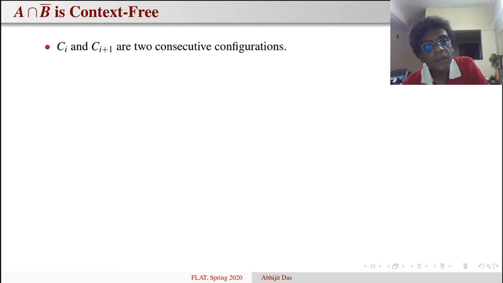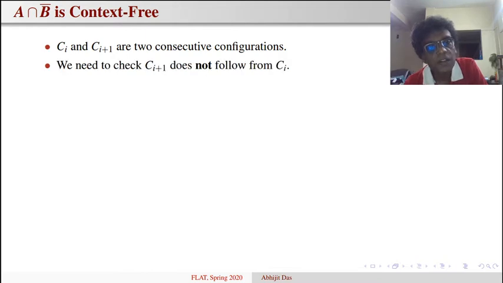Ci and Ci plus 1, take two such consecutive configurations. Each has a preceding hash. Anyway, we want to figure out that Ci plus 1, the next configuration, does not follow from Ci. Does not follow means does not follow by a single move of the Turing machine M.